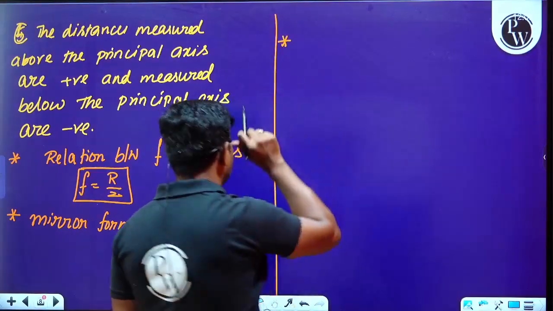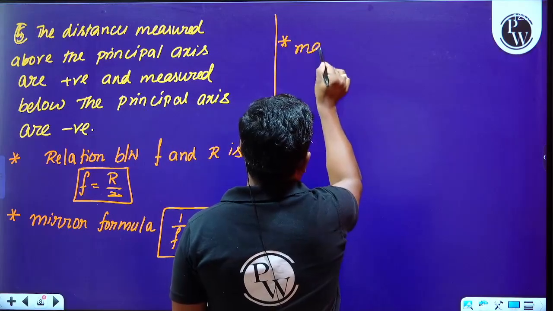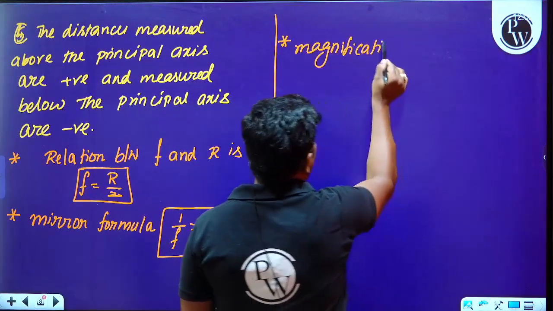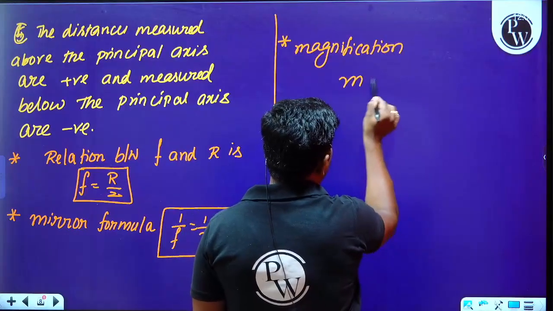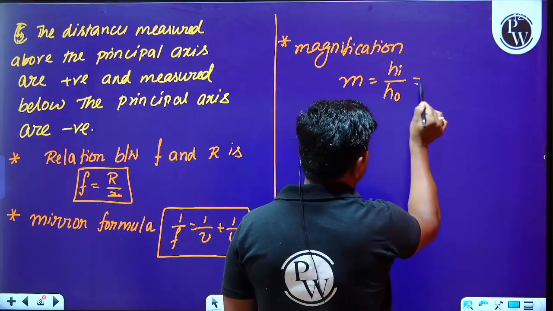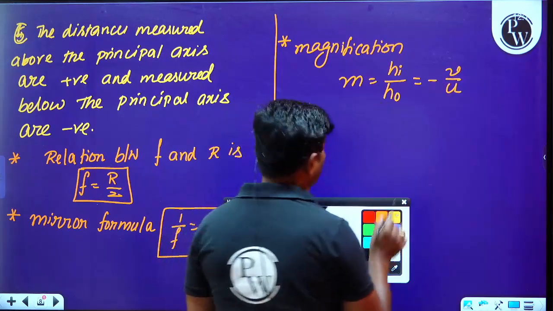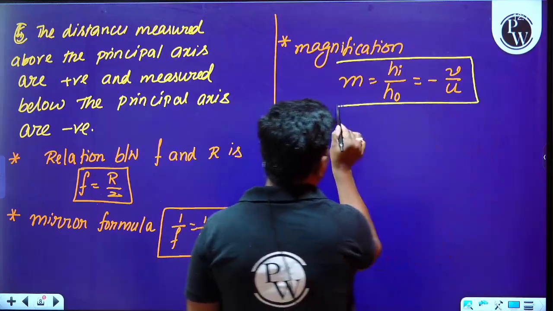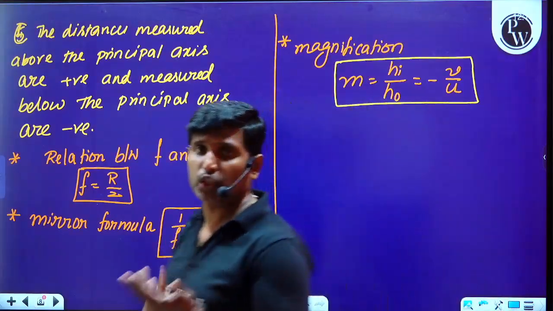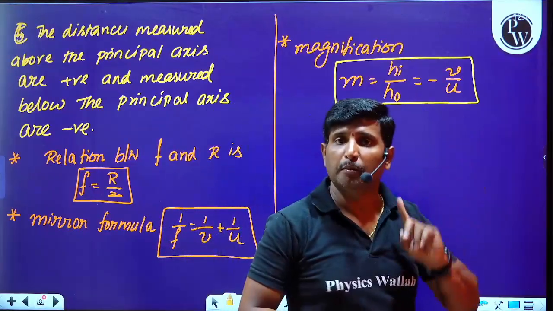What is the magnification produced by the spherical mirror? M is usually denoted by height of the image divided by height of the object, and it is equal to minus v by u. This is the basic formula we have to keep in our mind. What is hi? Height of the image. What is ho? Height of the object. And v is the image distance, u is the object distance.